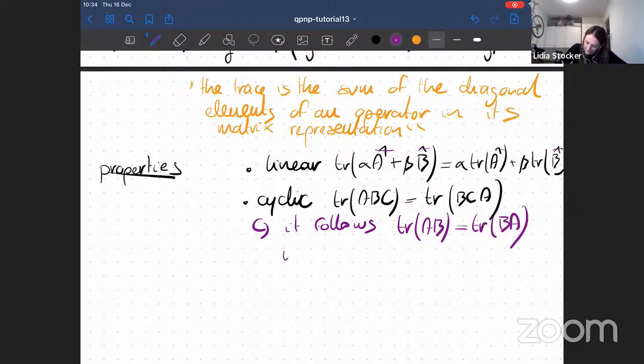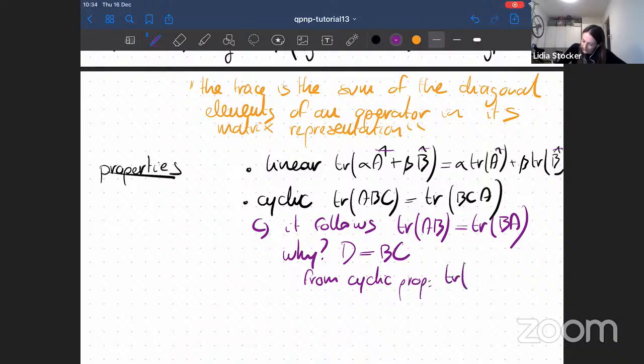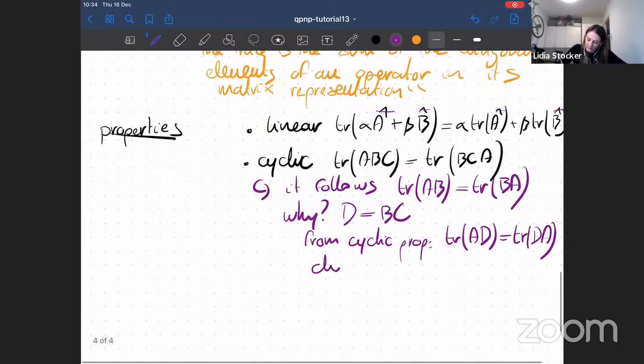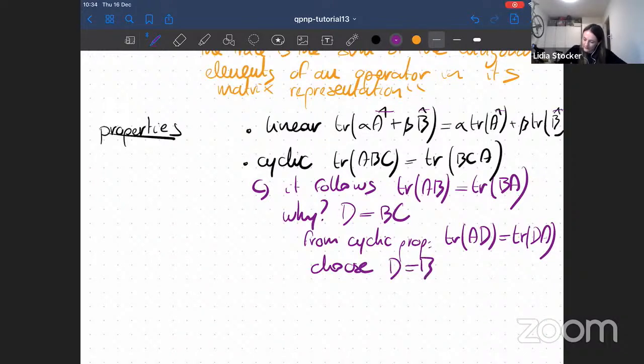And why this? Because if we define D equal to BC, then from the cyclic property we have that trace of AD is equal to trace of DA, and then choose D equal B. We could call it maybe B tilde, such that it's very clear, and then the property follows. This you probably saw already in linear algebra. Again, these hold for both operators and matrices. We can put hats everywhere if we want, but as it's also valid for general matrices, we can also leave them away.